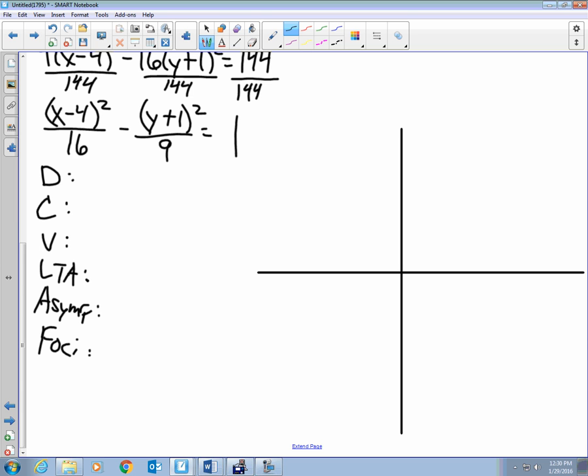All right, direction. Horizontal or vertical? Why? Because the x is positive. You could tell that right away, couldn't you? All right, center. It's 4, -1. I'm going to now plot my center and make my Tanner rectangle. Tanner wants it named after him. He's kind of specific. We're going to go 4 in each direction. So if I make an 8 by 8 grid, that should be enough for the work I'm doing.